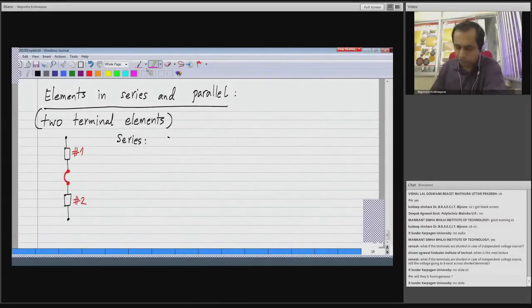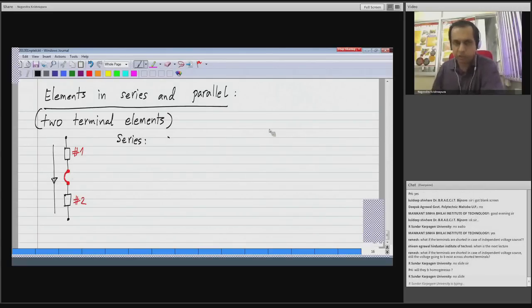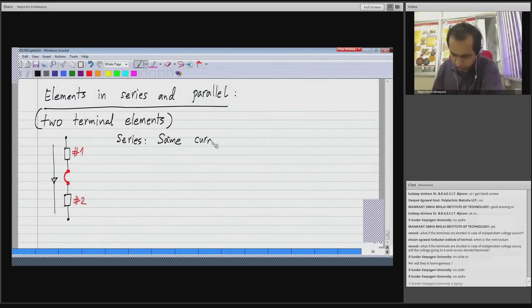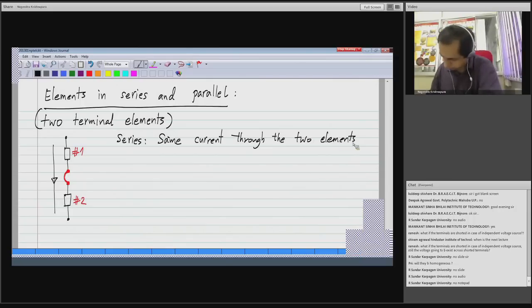Now, what this enforces by Kirchhoff's current law is that the same current is flowing through the two elements. So a feature of series connection is that the same current flows through the two elements.